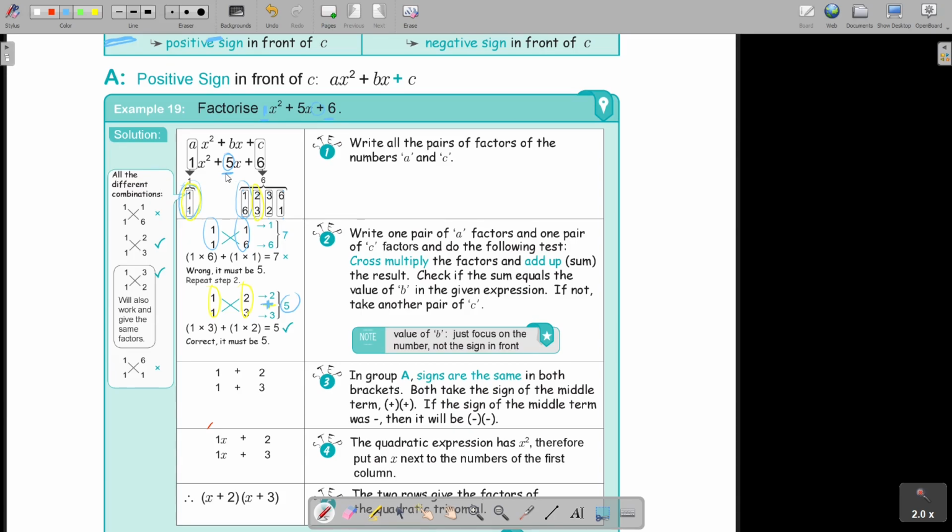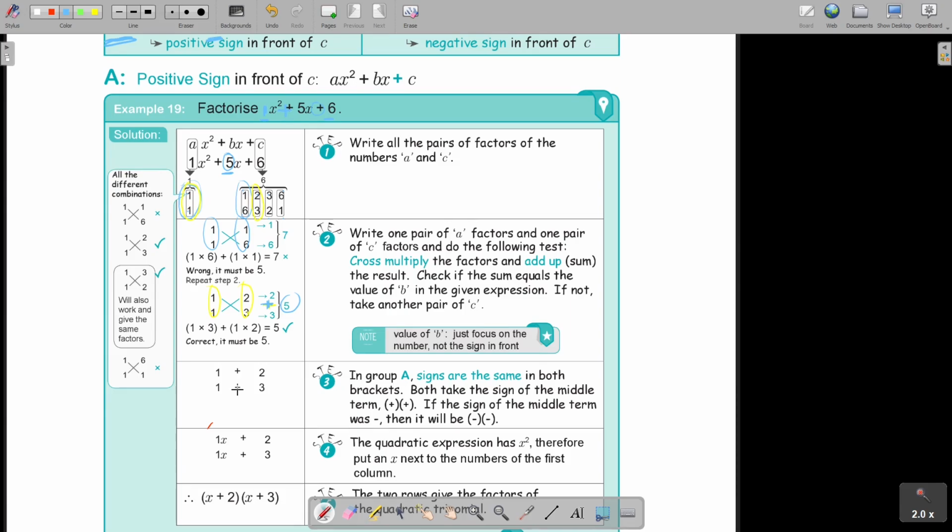In group A, signs are the same, but not always plus plus in both brackets. Both take the sign of the middle term. Now, what is the sign of the middle term? Oh, that is plus plus. But if the middle term is negative, then it must be negative, negative.